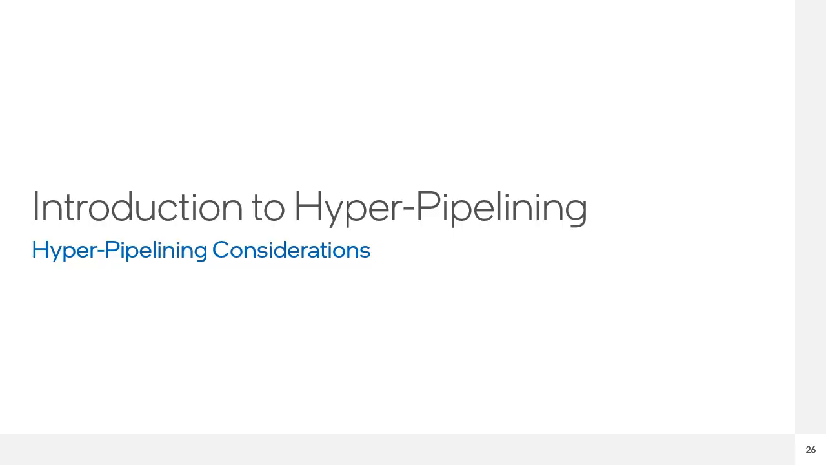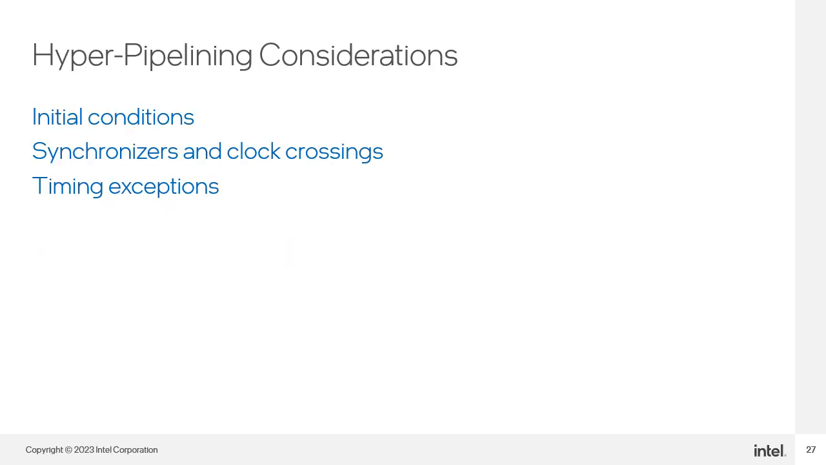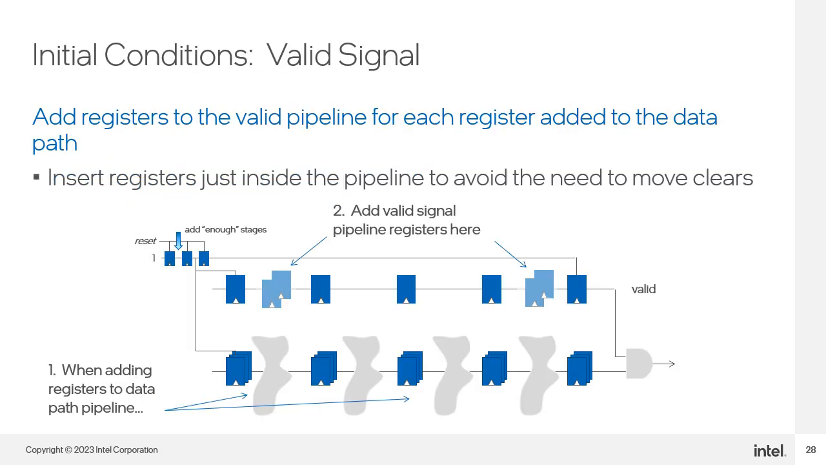For our final section, while tools like fast forward compile make HyperPipelining very easy, there are still some things you want to think about when actually implementing HyperPipelining. In this section, we will talk about initial conditions, synchronizers and clock crossings, and then timing exceptions, all with regards to implementing HyperPipelining. If you have chosen to use a valid signal in your design, you will need to make sure to add the same number of registers to the valid path as you do to the data path.